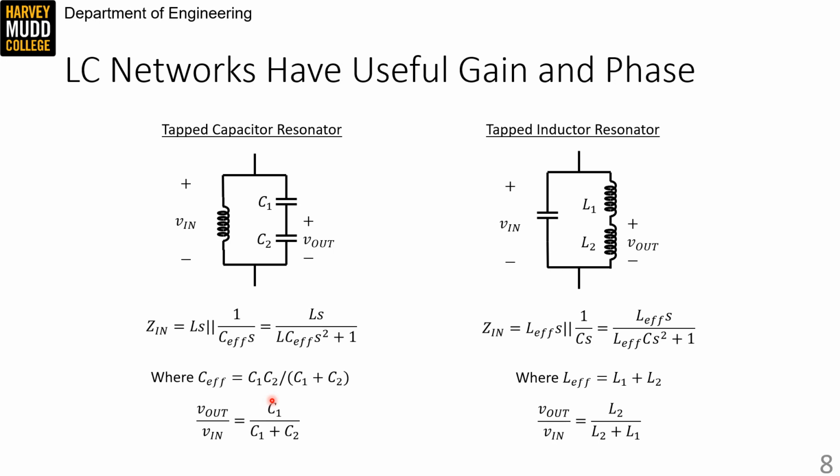So both of these networks seem interesting in feedback because they have this phase crossing behavior, where there's one frequency where they have exactly 0 phase. And they also have a tunable gain built into them. So maybe we can make them into oscillators.